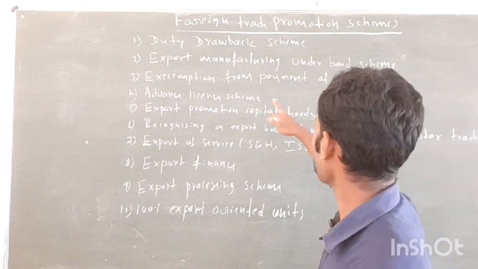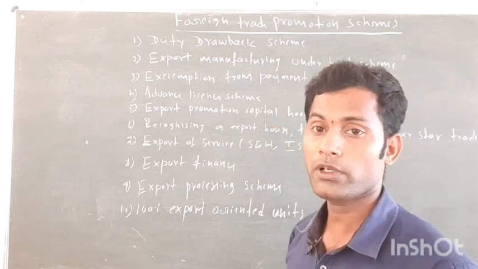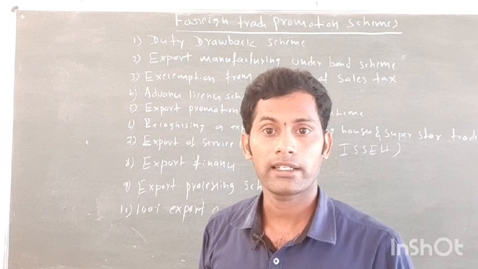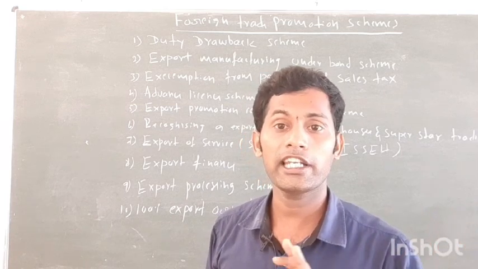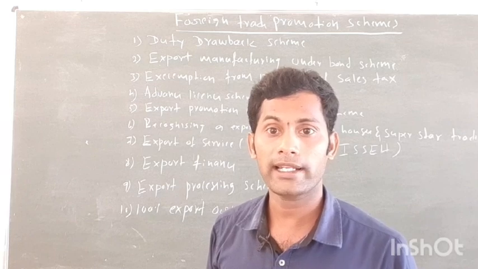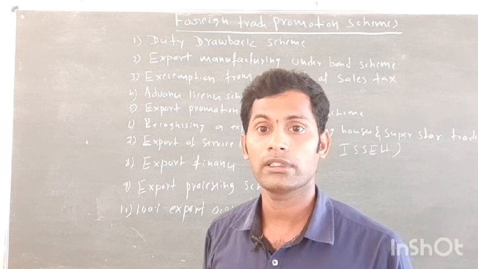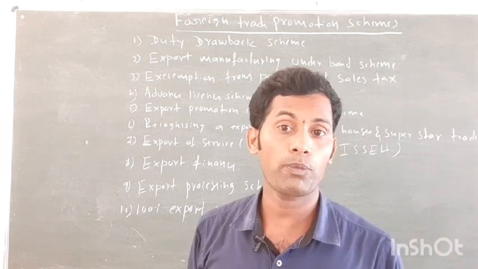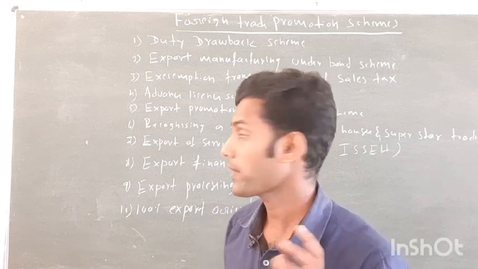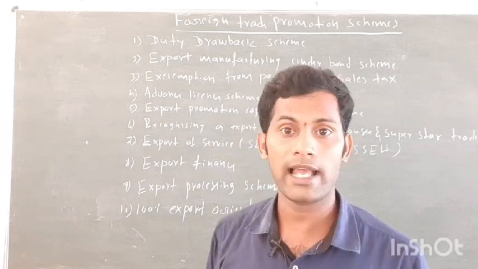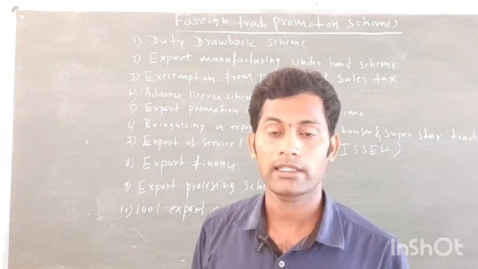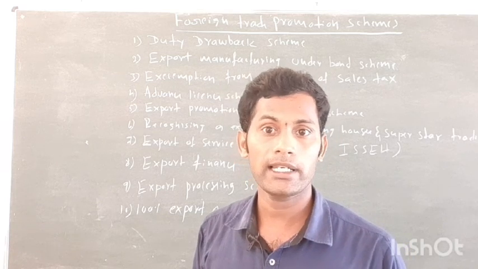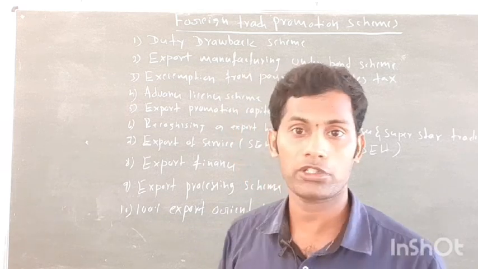Third one, exemption from payment of sales tax. The export companies, those who are exporting products to foreign countries, are exempted. They need not pay any sales tax. Not only that, their annual income is also exempted from income tax. That is one more benefit to the exporter: exemption from sales tax, and exemption from income tax on the income earned by export. That is the third promotional measure.